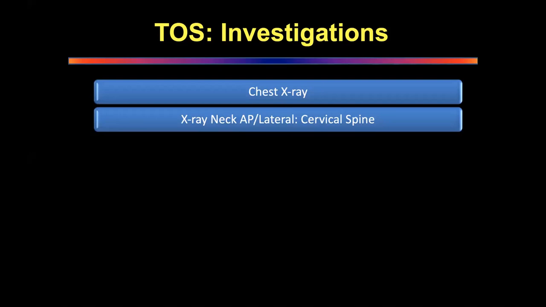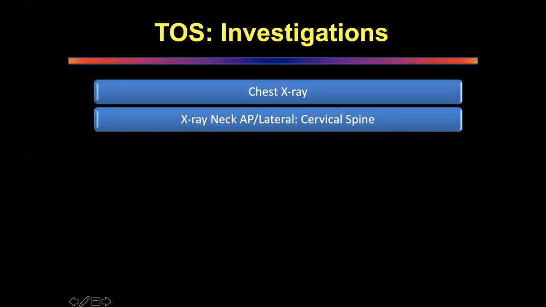Chest x-ray is very important because a chest x-ray will show you either a Pancoast tumor, or a fracture of the clavicle. More importantly, a chest x-ray will show you the presence of a cervical rib. So it's important to identify a cervical rib. Of course, if it's a fibrous band, then you will not see anything on the chest x-ray. But a chest x-ray and x-ray of the neck is the first investigation that you have to do in thoracic outlet syndrome.